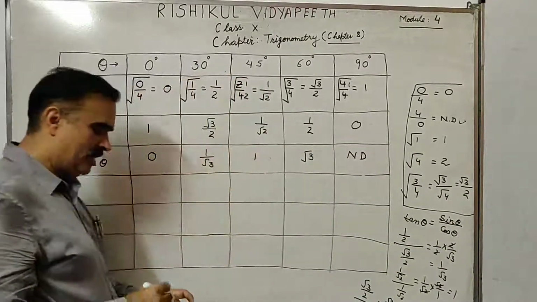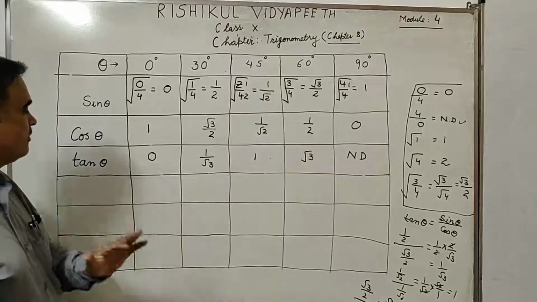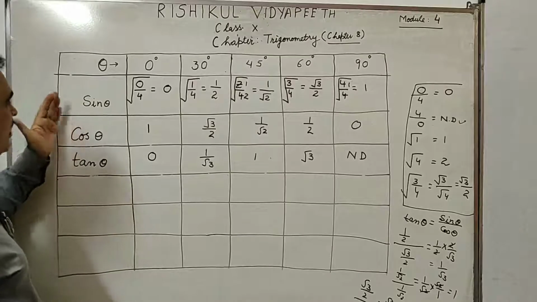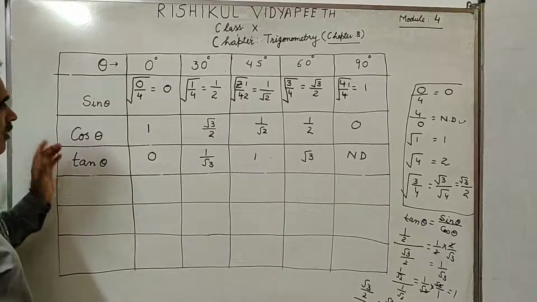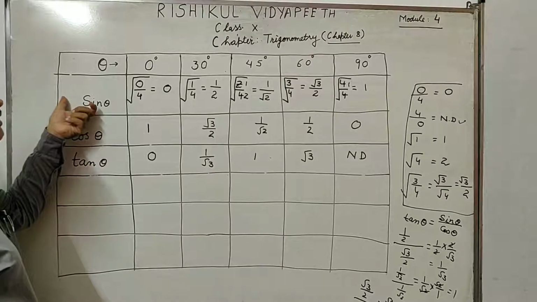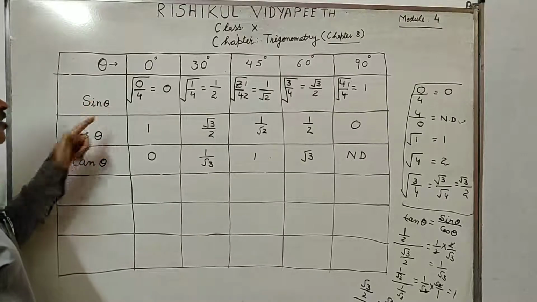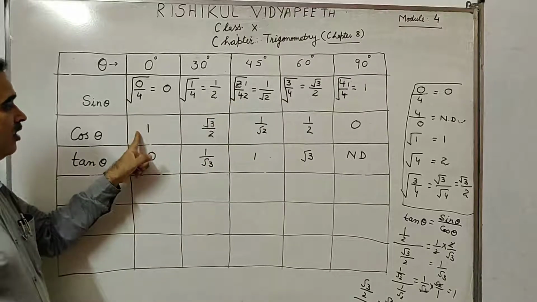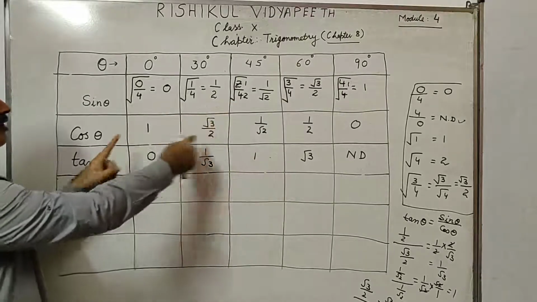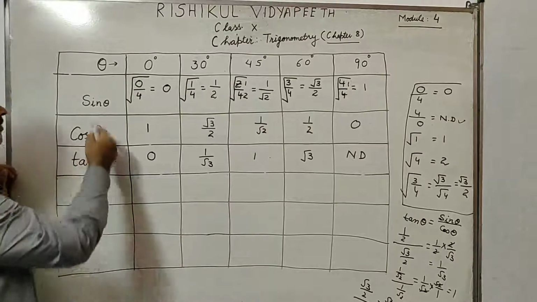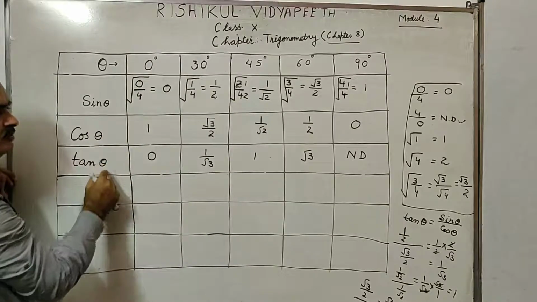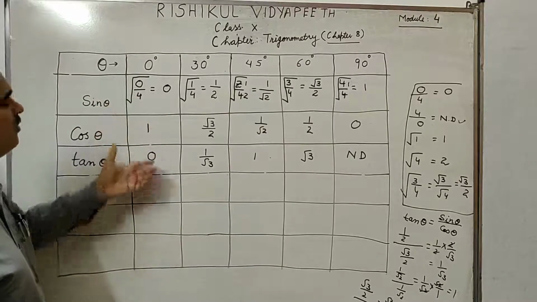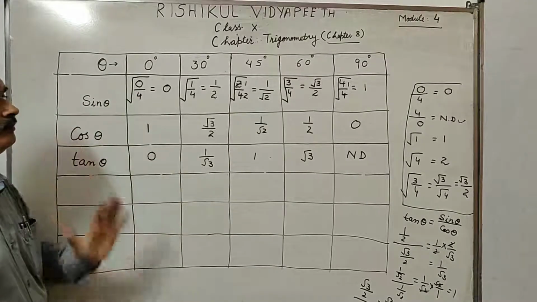See my children, total t ratios were 6. We got the values of 3 t ratios. We got the value of sin theta first of all. Then we got cos theta values by writing from the back side. After dividing sin by cos, you know tan theta equals sin theta upon cos theta. When we divide this, we got the value of tan theta.